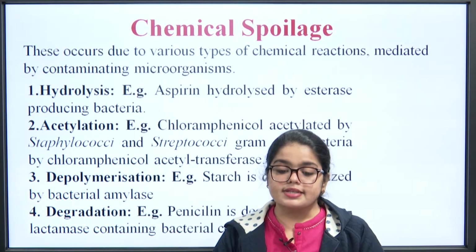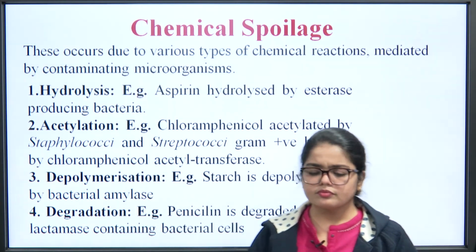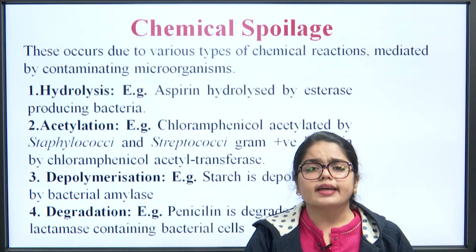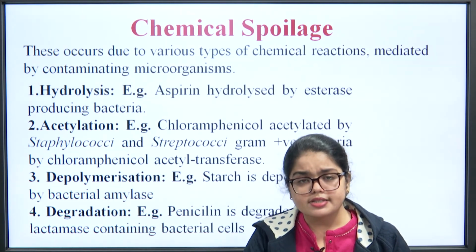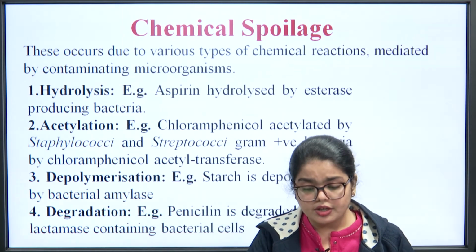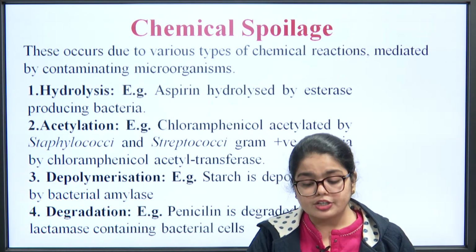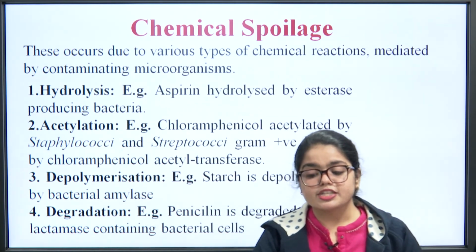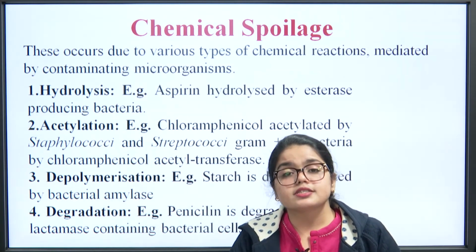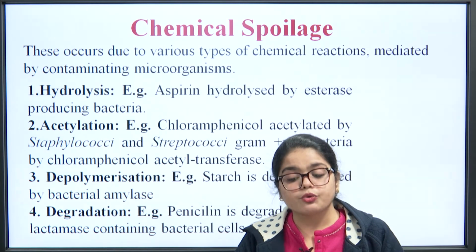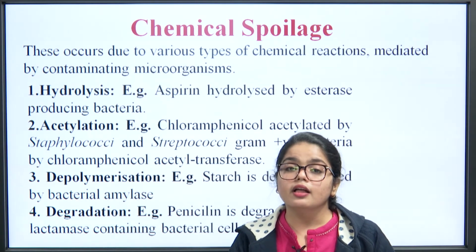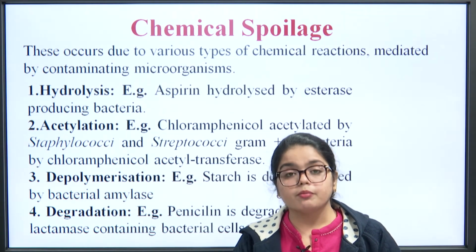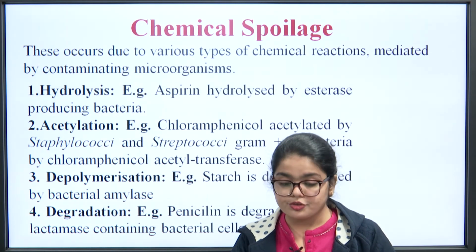Coming to the next slide, it says about the chemical spoilage. As I just told you, chemical spoilage could be by hydrolysis, could be because of acetylation, it could be because of depolymerization, or it could be because of degradation. So, first example of hydrolysis is aspirin, that is hydrolyzed by the esterase producing bacteria. Esterase producing bacteria hydrolyzes aspirin and make it unfit for consumption.